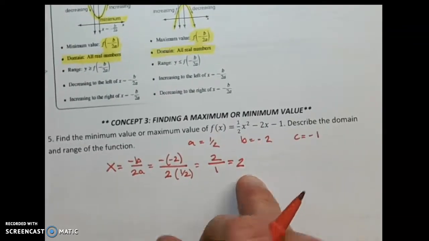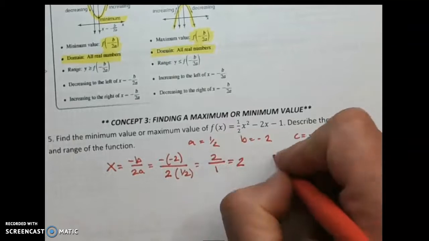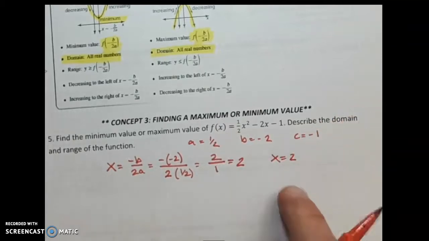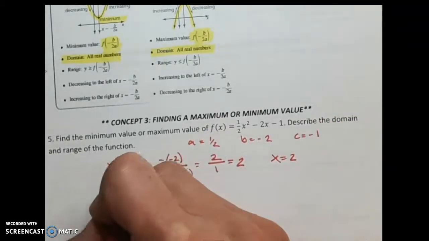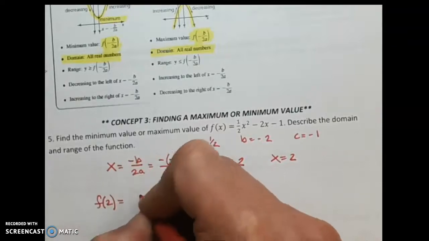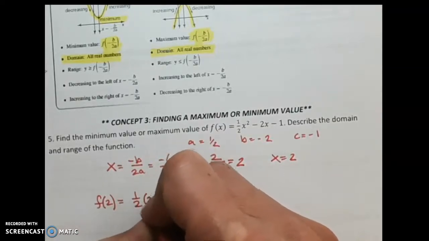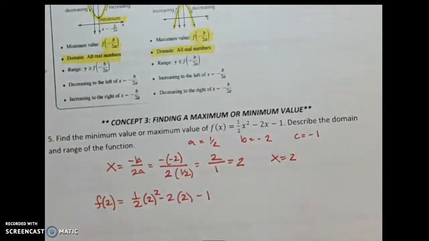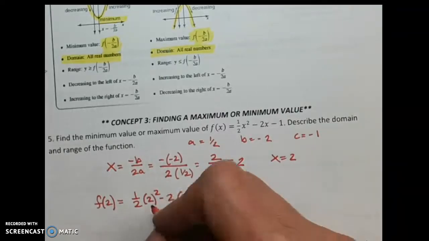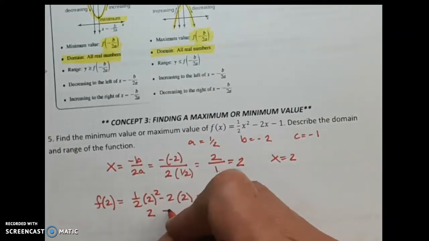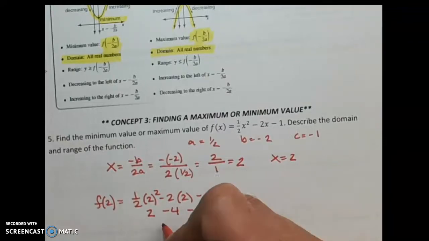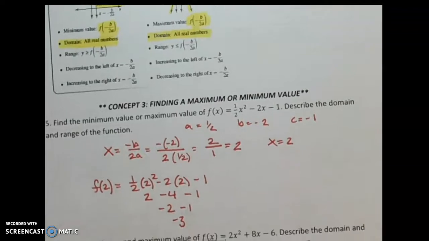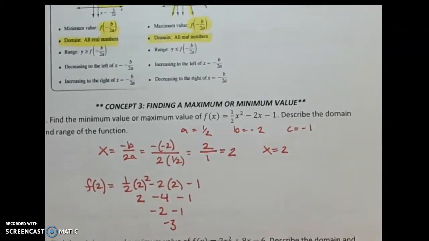And now what I'm going to do is plug in 2. Right, x equals 2. I'm just going to write that again. And now I'm going to plug 2 in for x in f of x. So f of 2 equals 1/2 times 2 squared minus 2 times 2 minus 1. And 2 squared is 4. Half of that is 2. Minus 4 minus 1. So that's negative 2 minus 1, and that's negative 3. And that's the value of y.